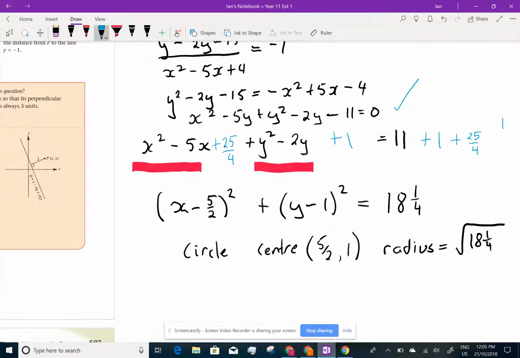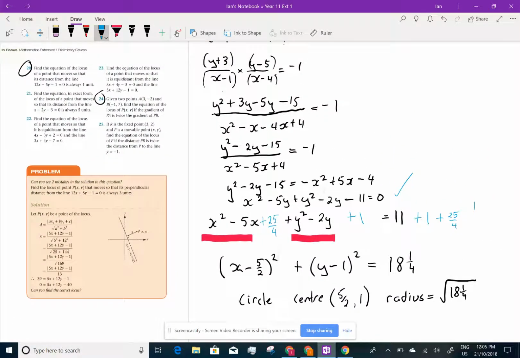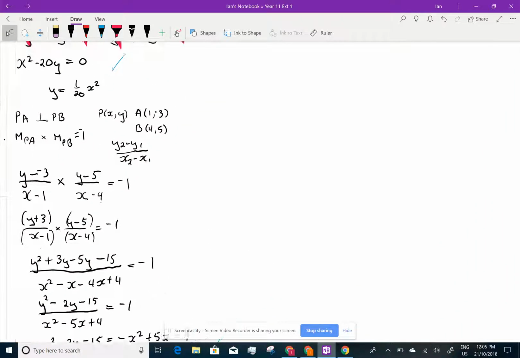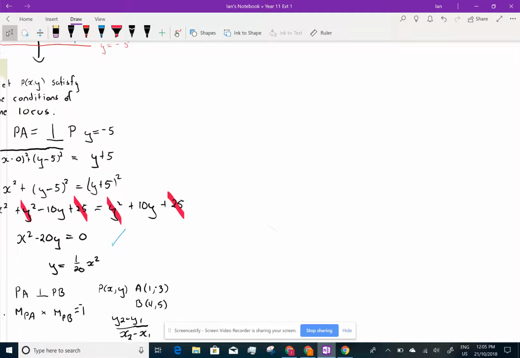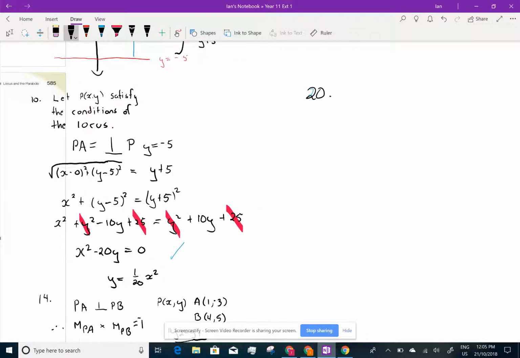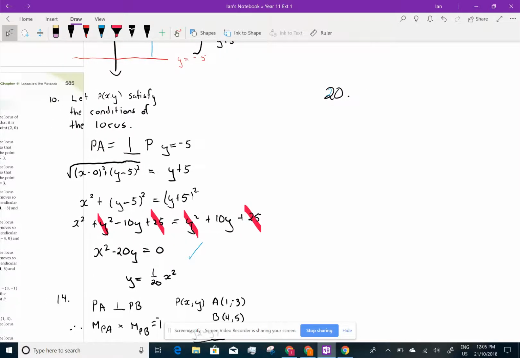Okay. Question 20. Find the equation of the locus of a point that moves so that its distance from the line 12x minus 5y minus 1 is always 1 unit. Well, again, for question 20, I'm going to take it as read that P(x, y) satisfies the condition of the locus. It's already been written into the question, but I am going to draw it.